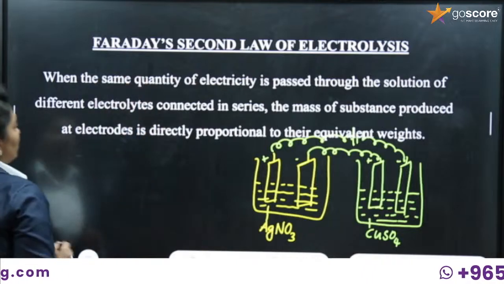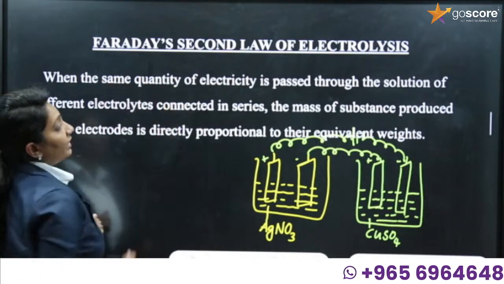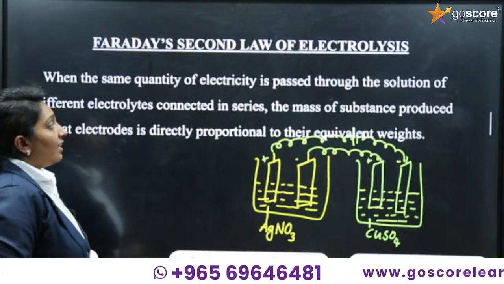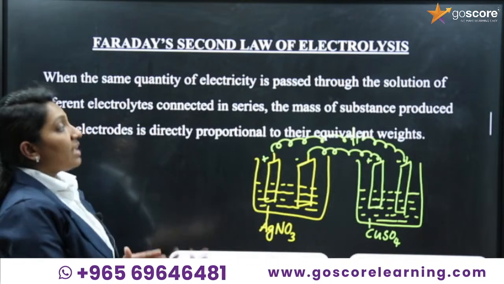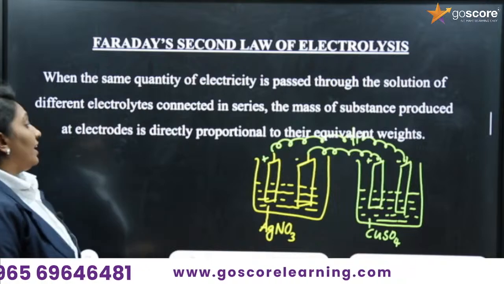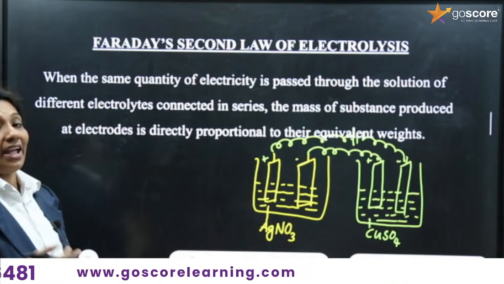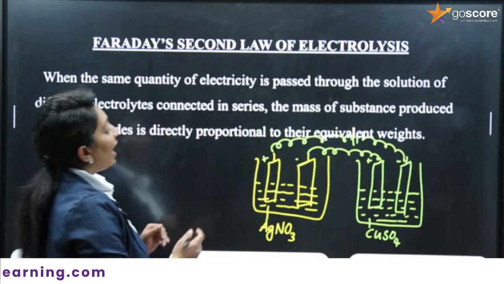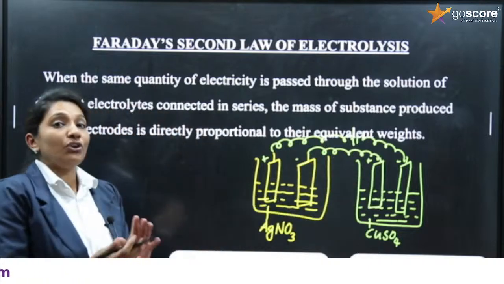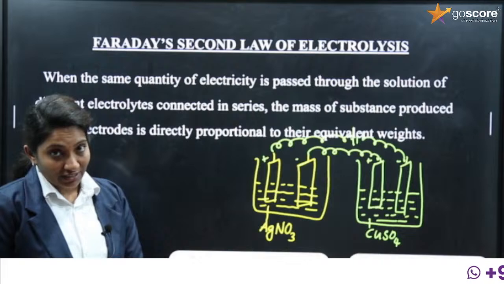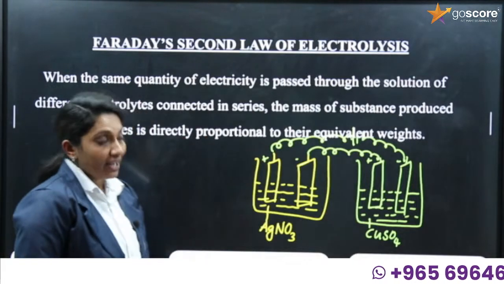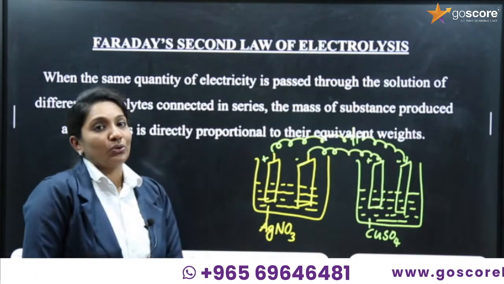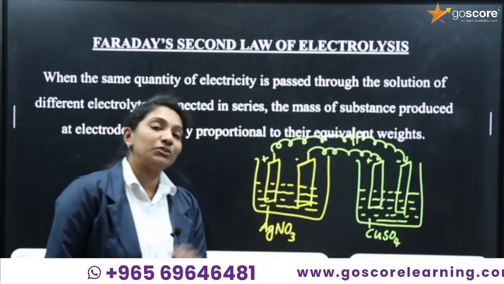Now see the definition for the second law. When the same quantity of electricity is passed through the solutions of different electrolytes connected in series, the mass of substance produced at the electrode is directly proportional to their equivalent weight. So here we have taken two different electrolytes connected in series, and if we pass the same amount of electricity through these solutions, according to Faraday's second law, the mass of substance deposited at the electrode will be proportional to their equivalent weight.